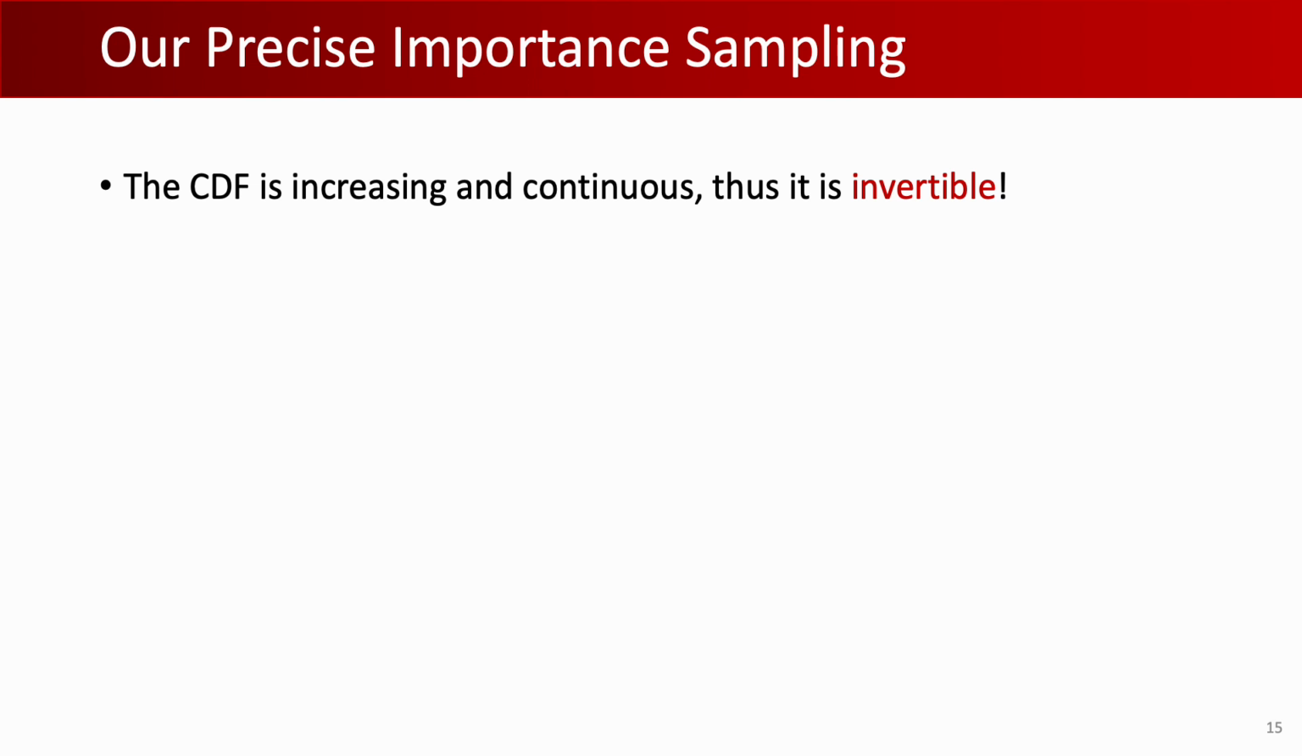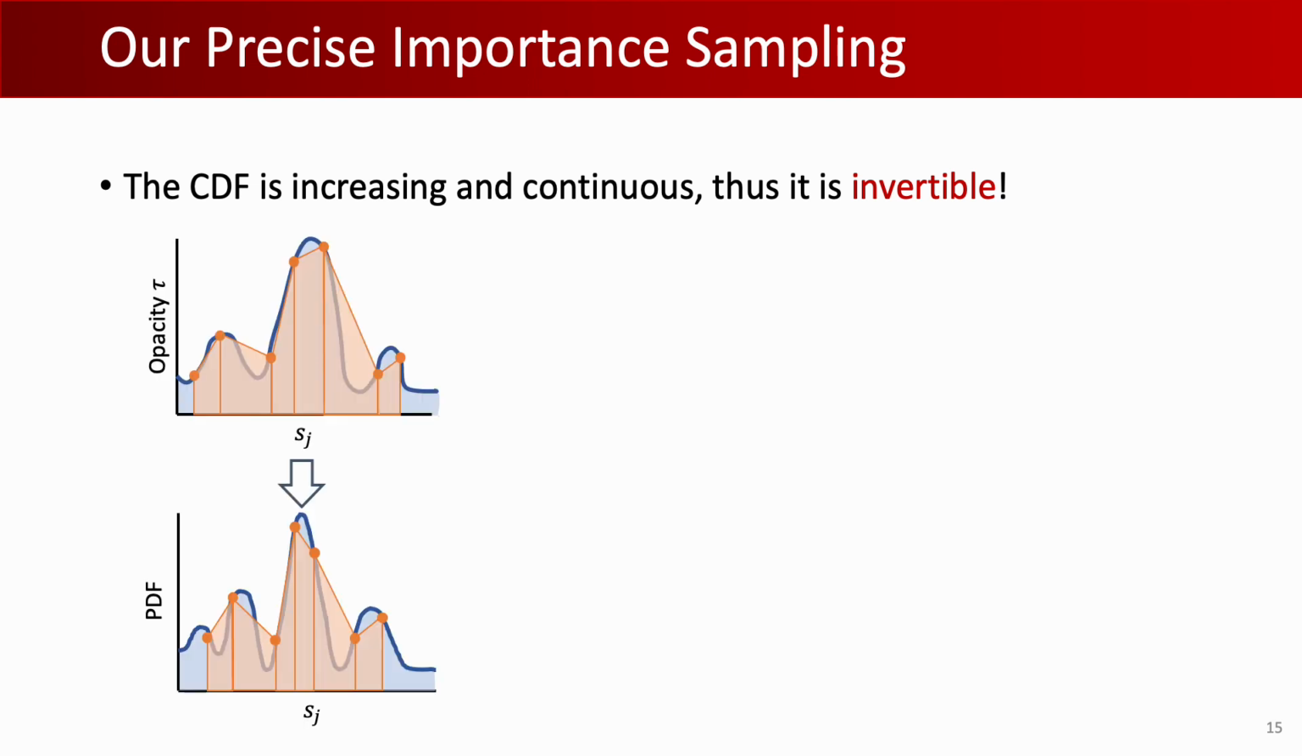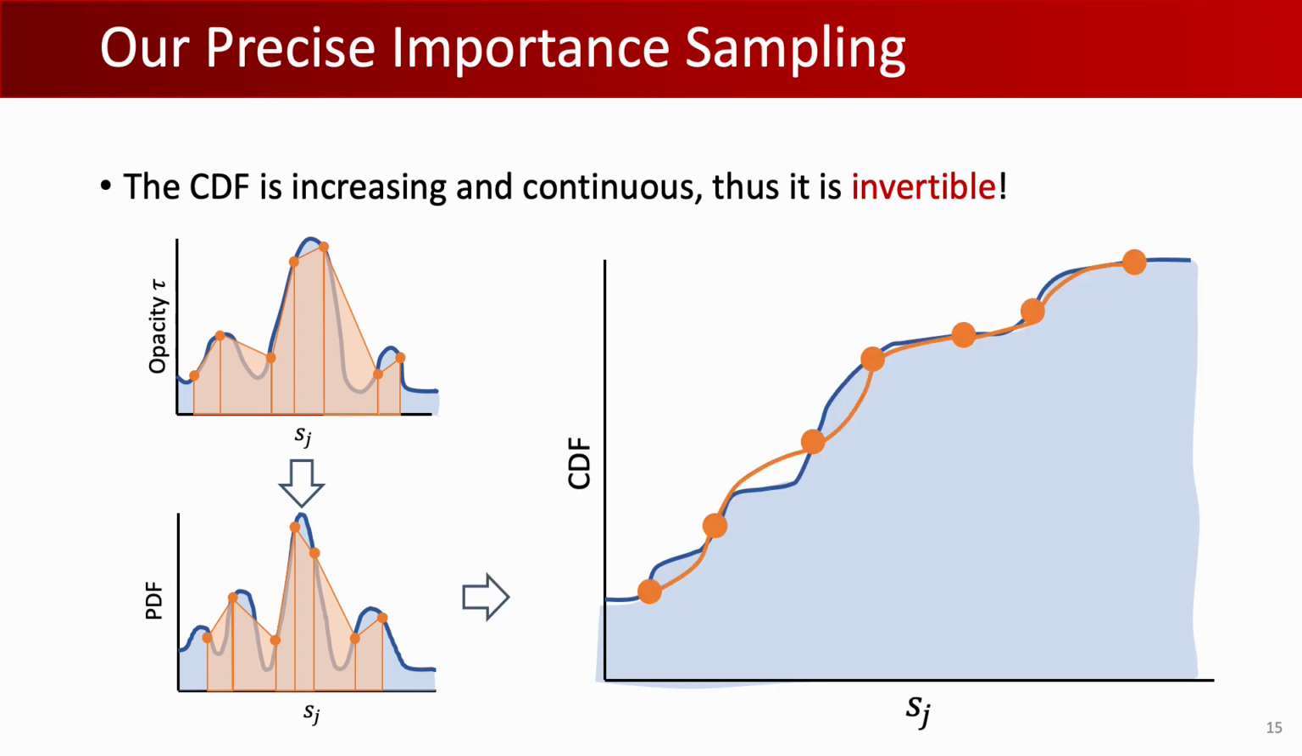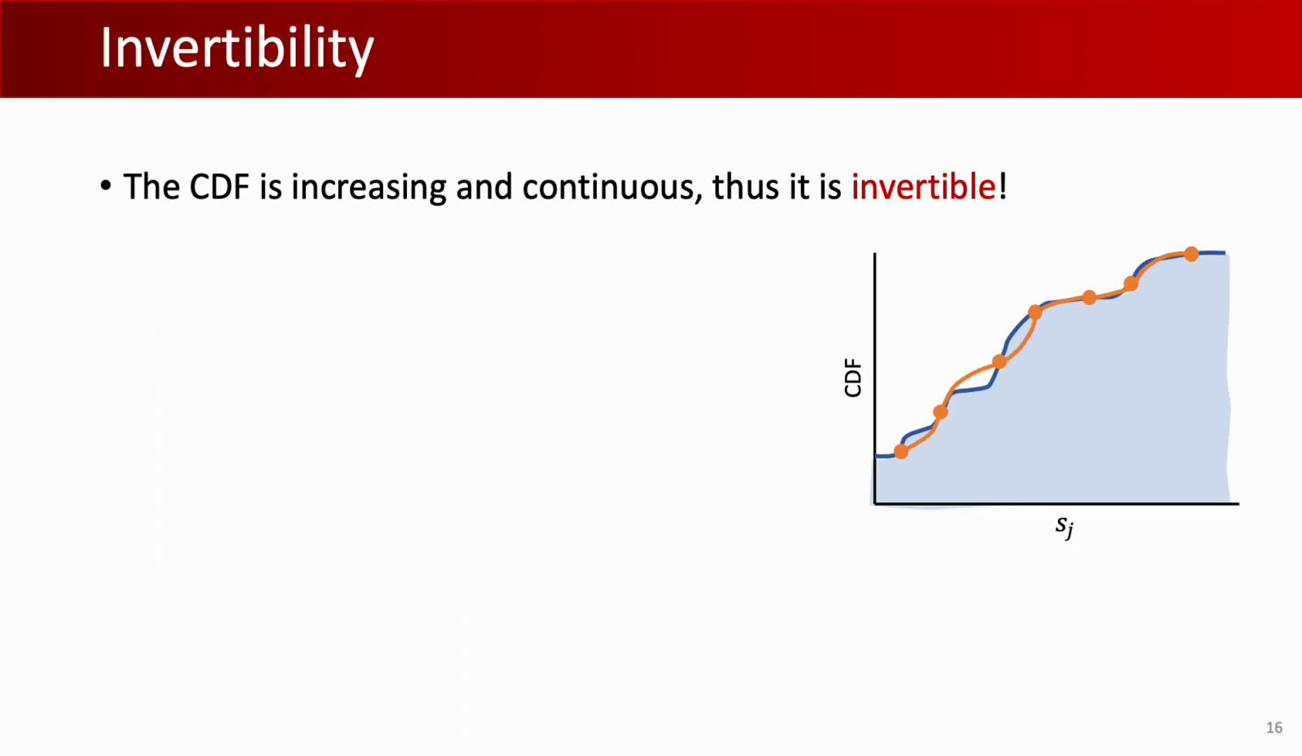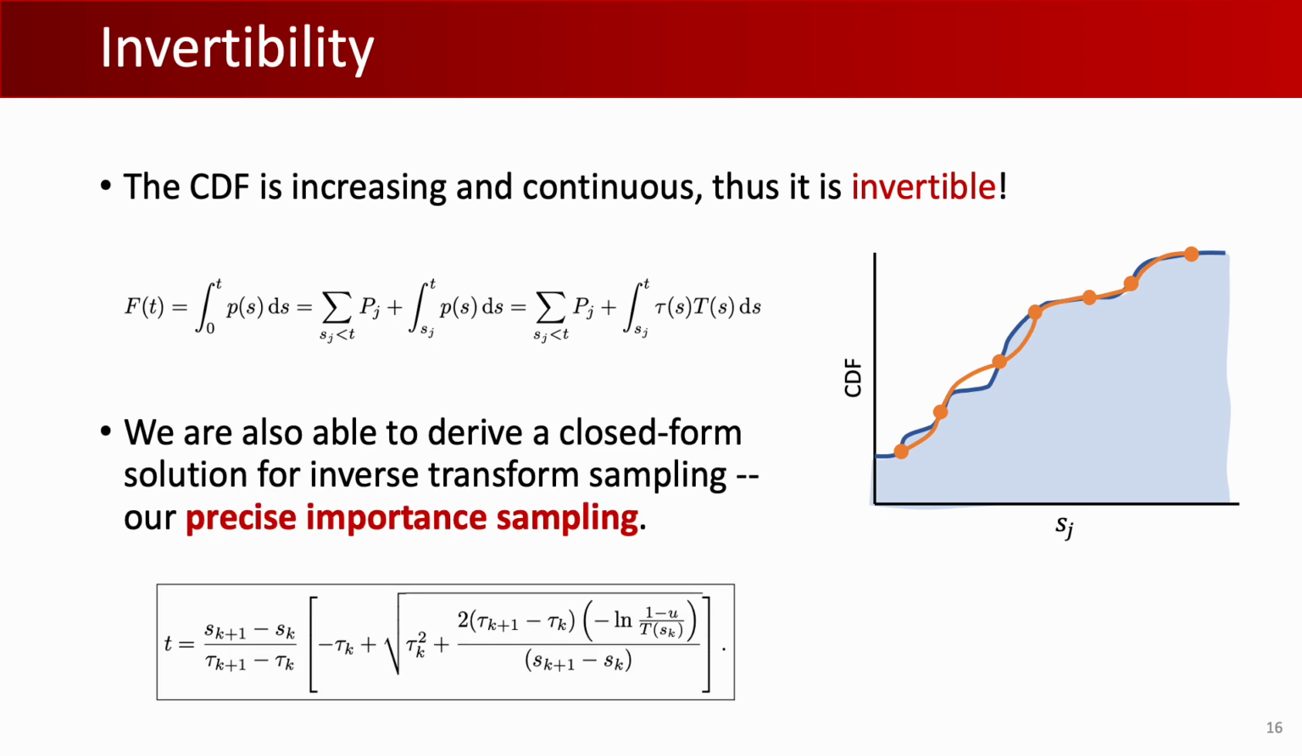Moreover, the piecewise linear opacity leads to a piecewise linear PDF, which results in a continuous CDF. Since the CDF is increasing and continuous, it is invertible. Hence, we do not need to use a surrogate function. Specifically, the CDF can be written as follows. From here, we are also able to derive a closed-form unique solution for inverse transform sampling, which we call our precise importance sampling. And this also leads to more effective supervision on samples such as depth.